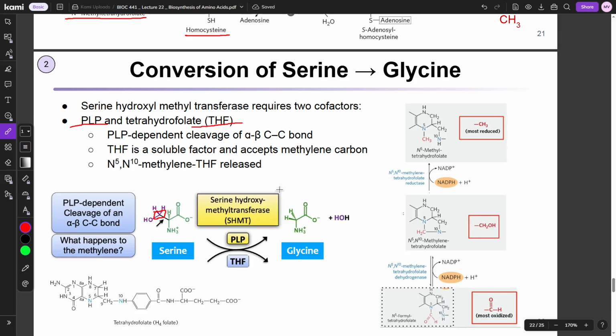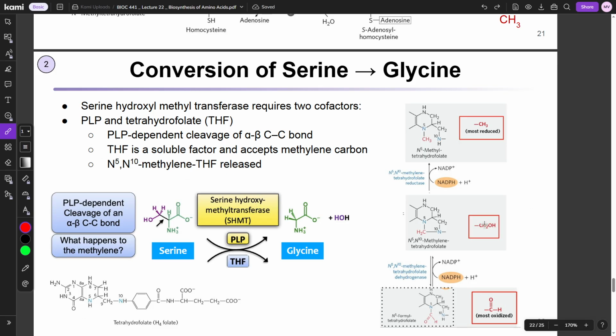But it doesn't look like they really show it. Essentially, like this arrow is showing, it's the cleavage of this bond right here. That bond is cleaved. And so THF is a soluble factor. It accepts the methylene carbon. So it accepts this whole carbon, basically. It accepts this carbon, and the water is released as a result.